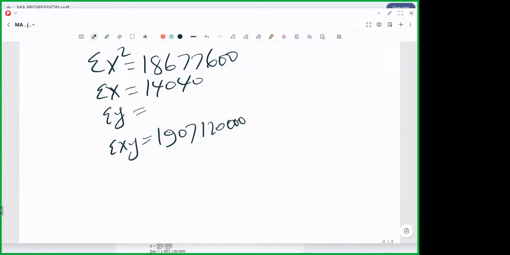Somebody has already confirmed this. I have Nelson there. It's only Nelson who has gotten it; no one else has gotten that 1,907,120,000. And then the sum of y, I'm told, is 42,000. Nelson and Daniel, I've confirmed the sum of y. I'm only waiting for them to confirm the summation of xy.